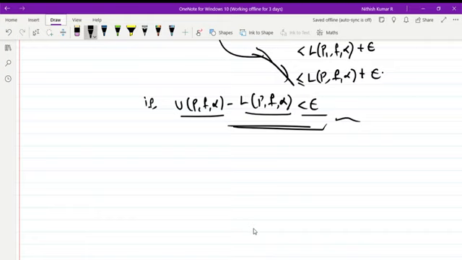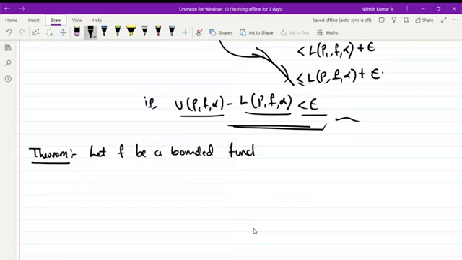So now again let's move forward. The next result is again a theorem. This theorem says, let f be a bounded function on the closed interval a comma b, and alpha is monotonically increasing.